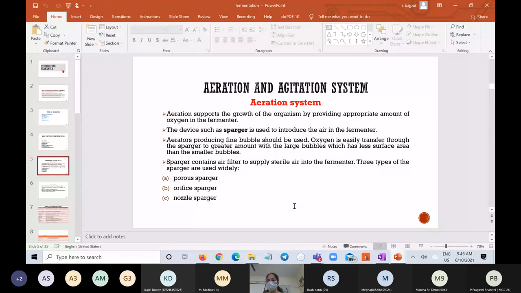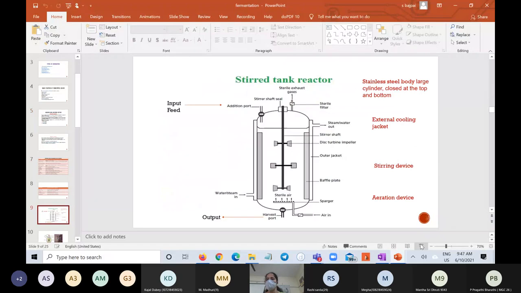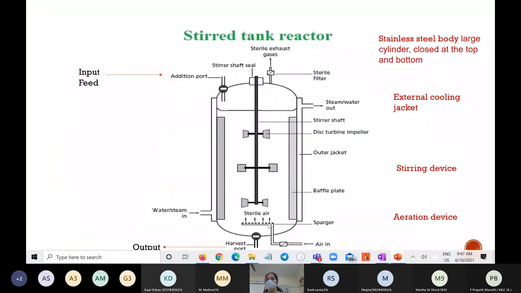Okay. So we have seen that for the stirred tank fermenter, a proper aeration and agitation system should be there. Why is aeration required? Earlier we saw it is for supporting microbial growth. For a proper aeration system, there is a device called a sparger. There are different types of sparger: porous sparger, orifice sparger, or nozzle sparger. Here in this figure you can see the sparger. With the help of the sparger, air is introduced inside the fermenter.